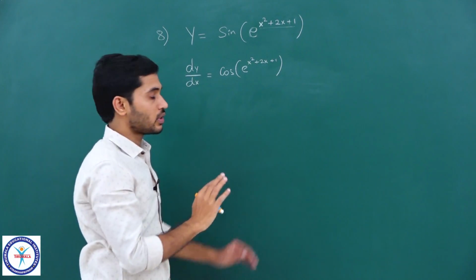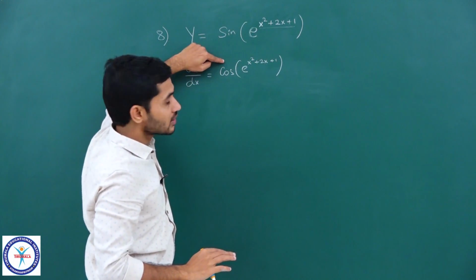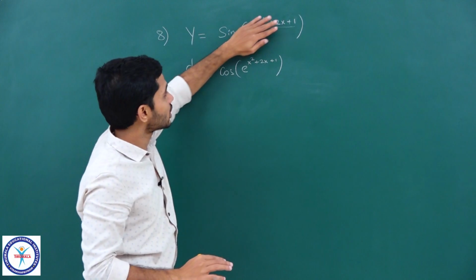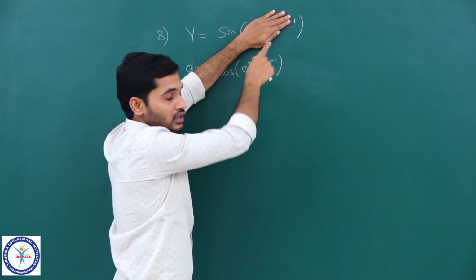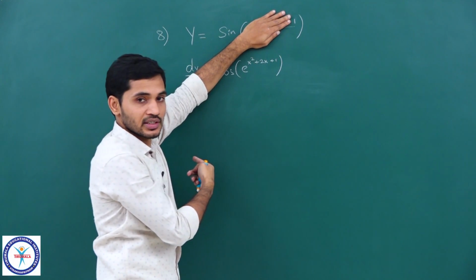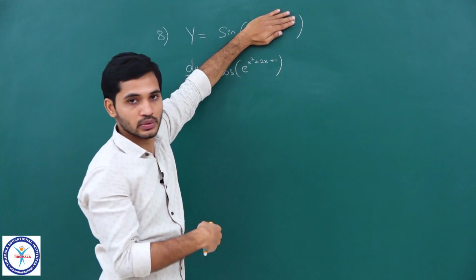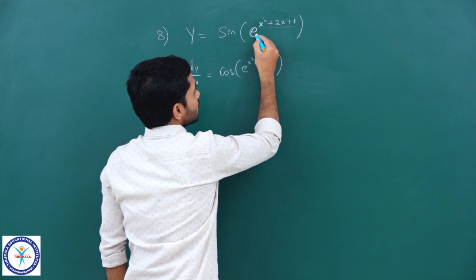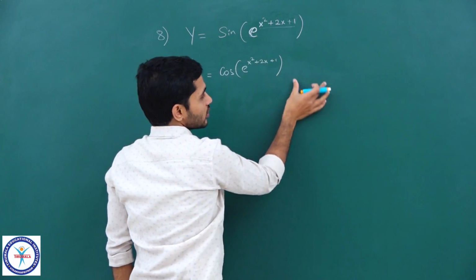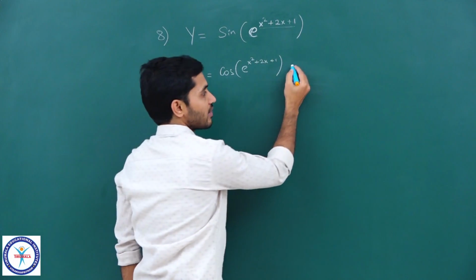Now, we should not stop here, because when do we get this? I get this when I differentiate sine of whatever is present there with respect to whatever is present there. Now, what should I do? I need to differentiate this with respect to x. So, I need to differentiate this expression with respect to x. Now, we have again a problem.